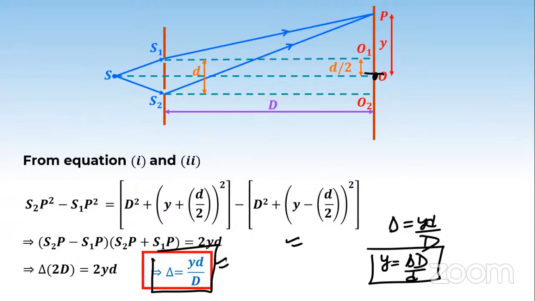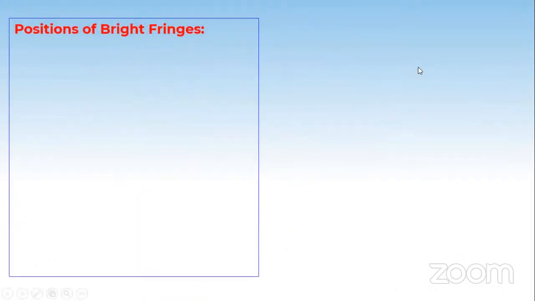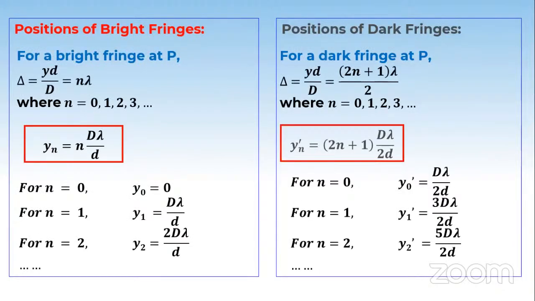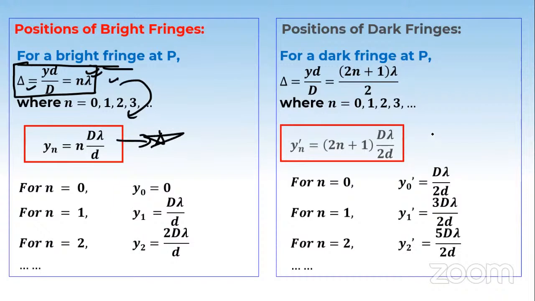See, in this YDSE, only two conditions are important if you focus: the position of bright fringes and the position of dark fringes. For the bright fringes, the path difference equals y d by D. If you're thinking about the derivation, you can see it in the PDF. It's not so important. You can use the formula directly. We know the path difference is this, so we'll put it in the formula. You have to remember this formula first of all.